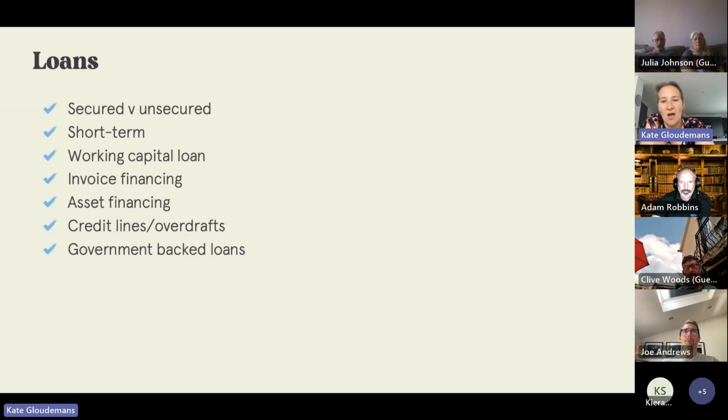A working capital loan, again, is something that you might have. It's another short-term loan, but it's when you have a short-term funding need to cover a working capital squeeze.